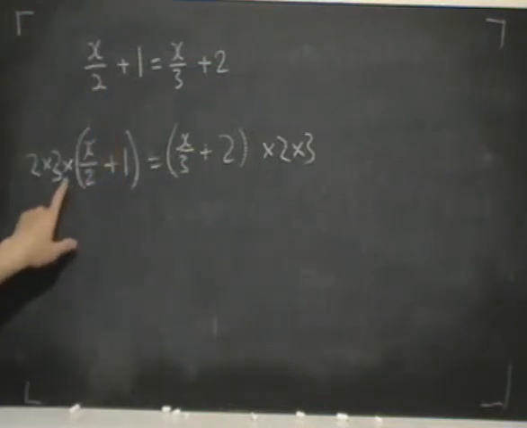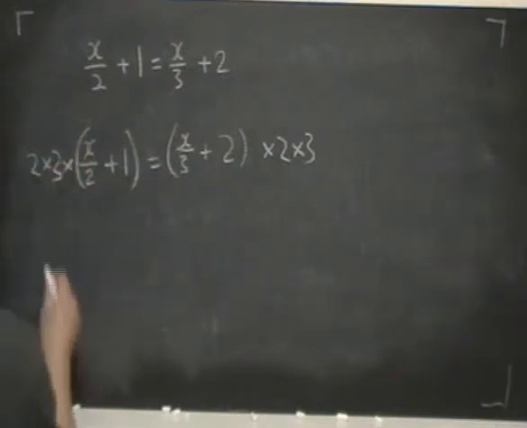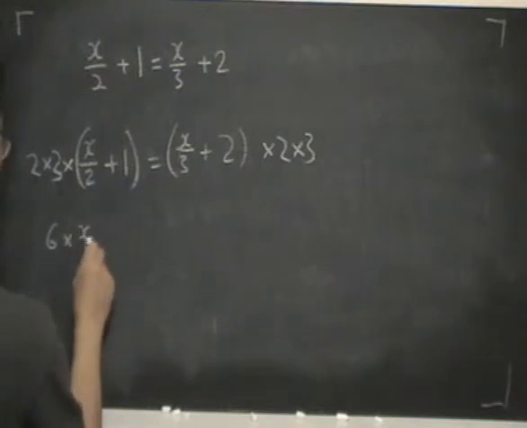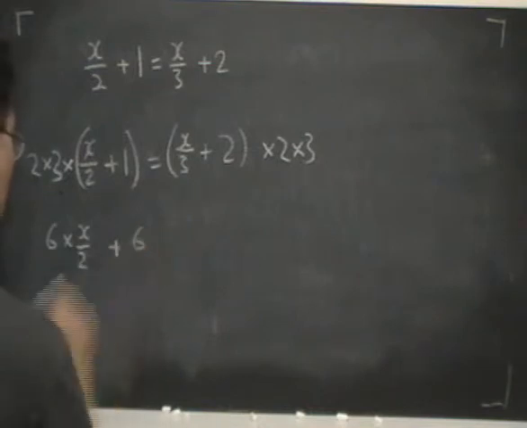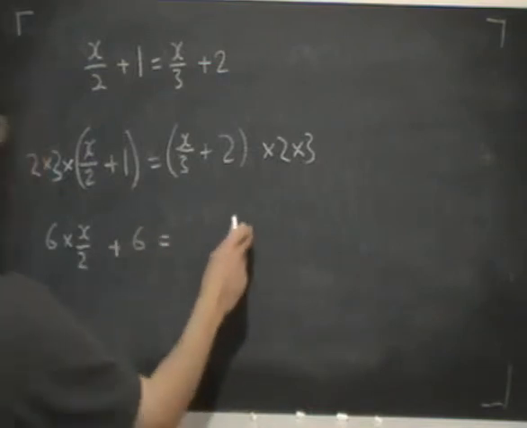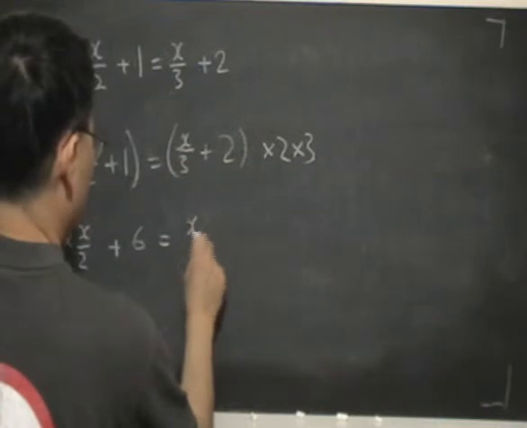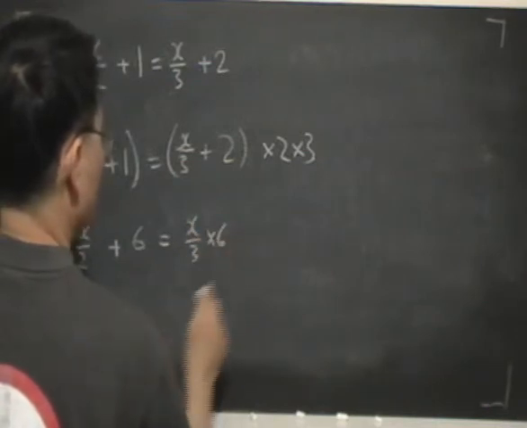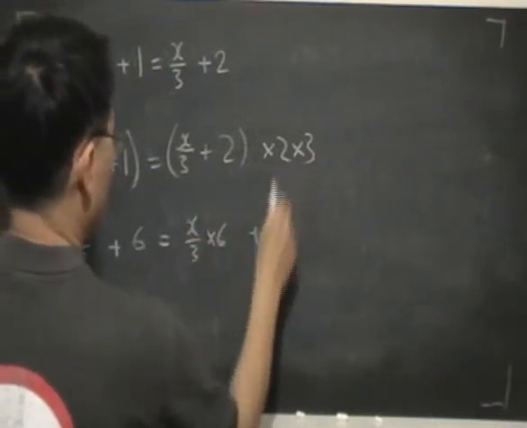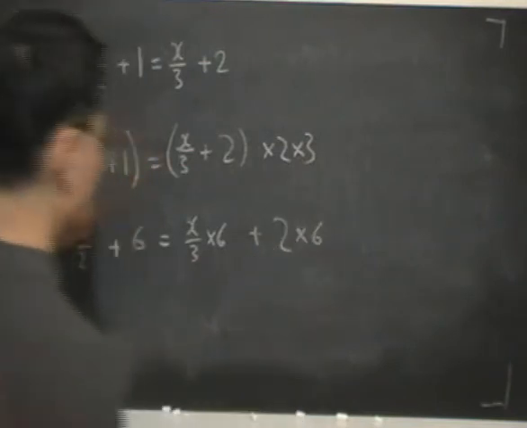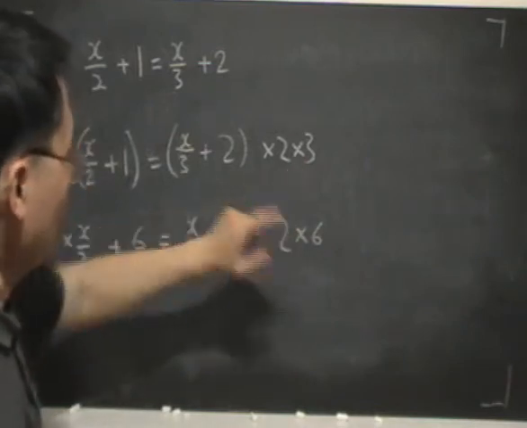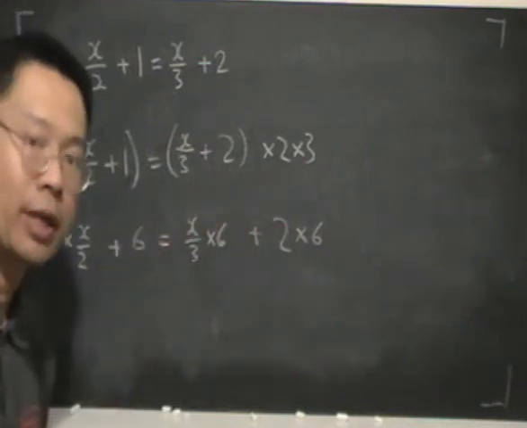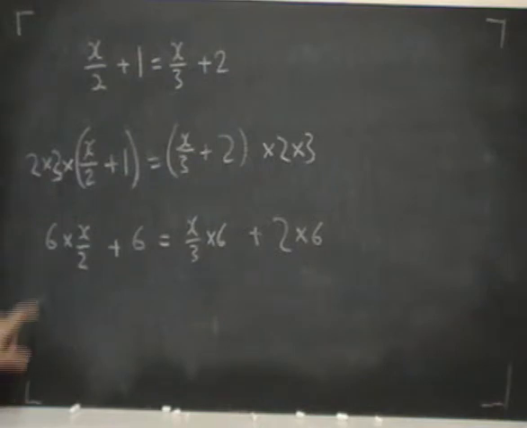So I'm going to multiply by x over 2 to get one term. 6 times x over 2 plus 6 times 1, which is 6. And here I have x over 3 times 6 plus 2 times 6. So we multiply the number outside the bracket by each term in the bracket. So now we can simplify it.